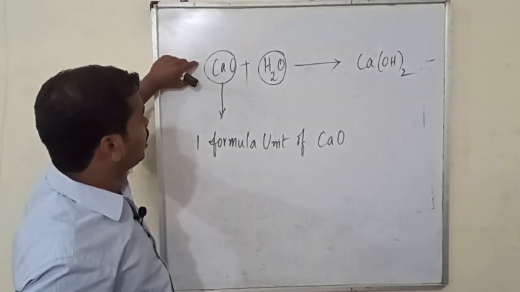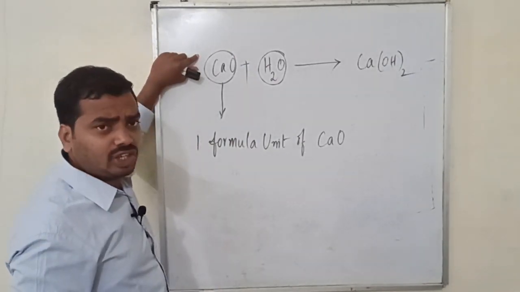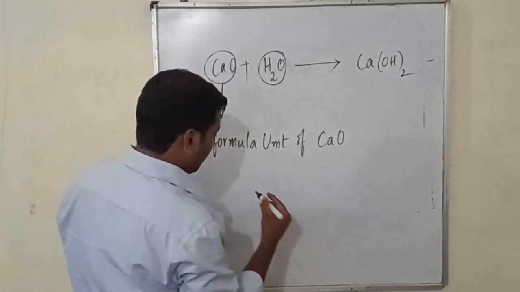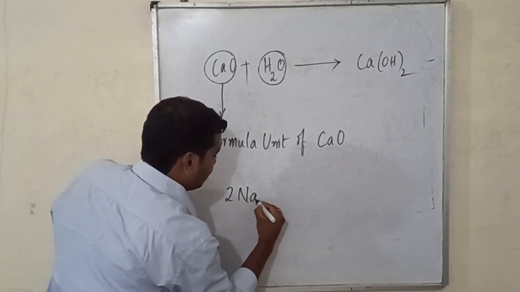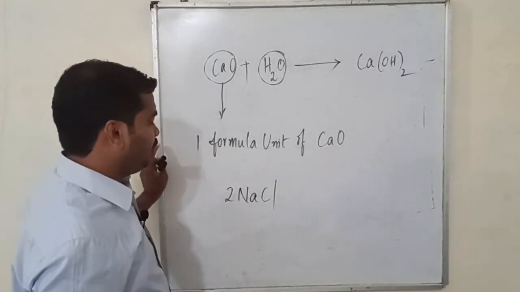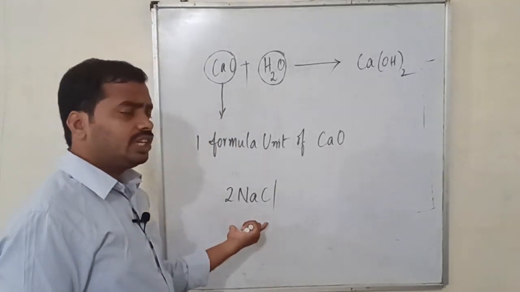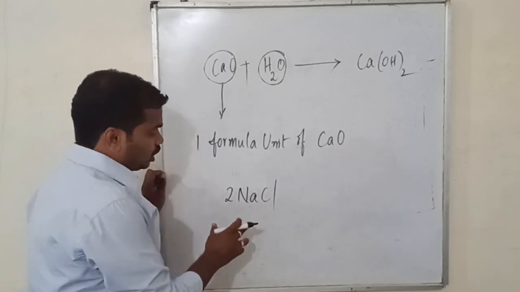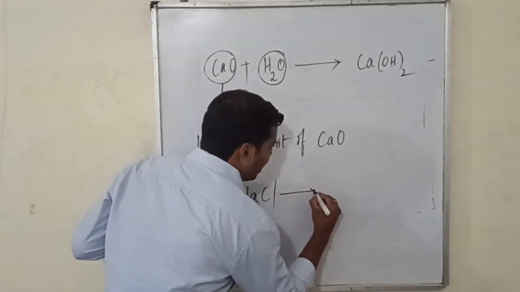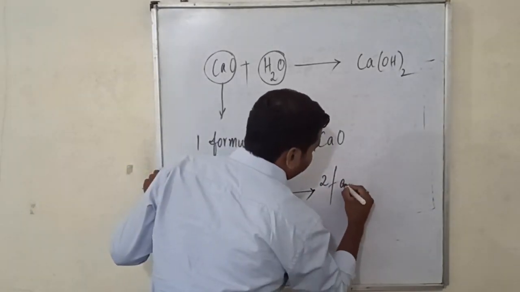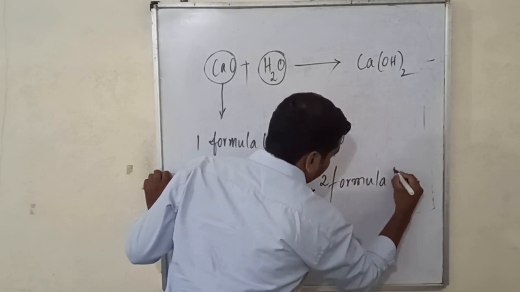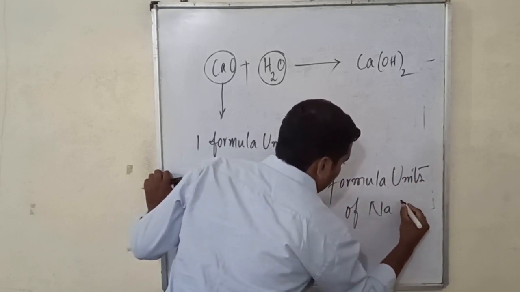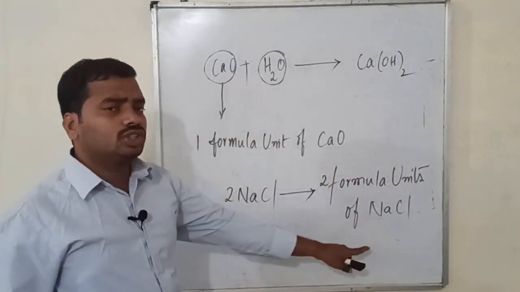If there is some number written in front of it, you have to consider that number. Let us suppose you have written 2NaCl. In activity 3 in the previous session, you have encountered this 2NaCl. If you see the equation, if you have the running notes, you go through that. 2NaCl indicates two formula units of sodium chloride.